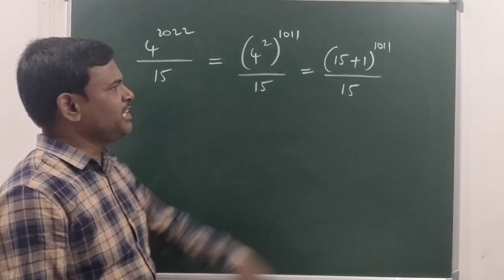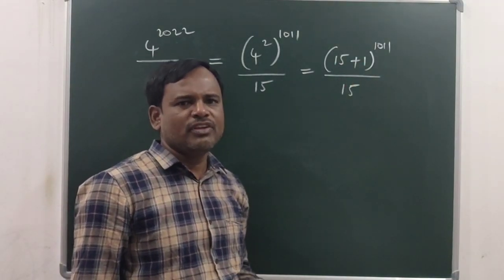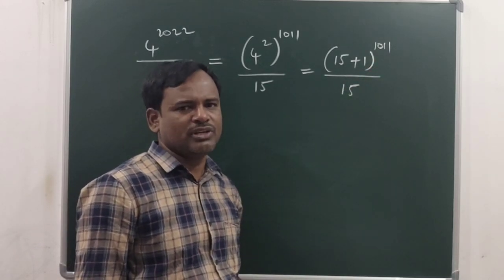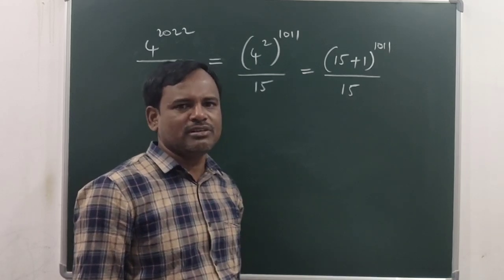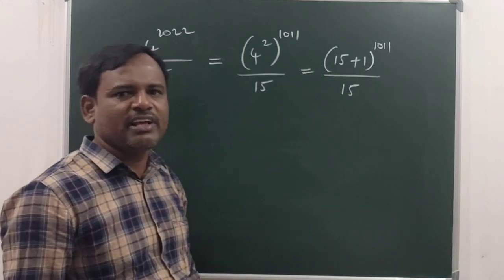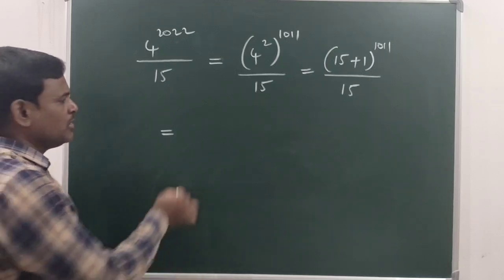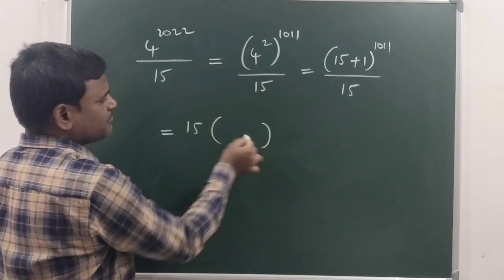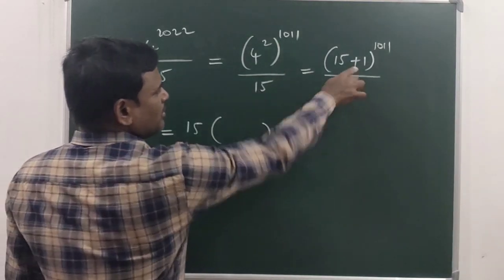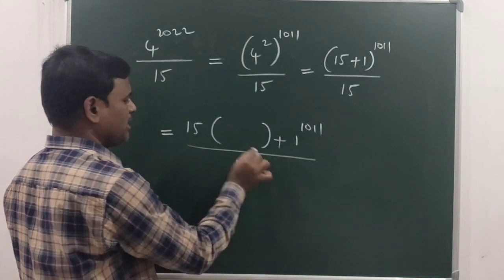Now you know students, in its expansion here you got a binomial. In this binomial, if you expand, you will get 1012 terms. Among those 1012 terms, from the first 1011 you can take 15 as common, so that inside you get some expansion. So in the last term, 1 power 1011 whole by 15 you will get.